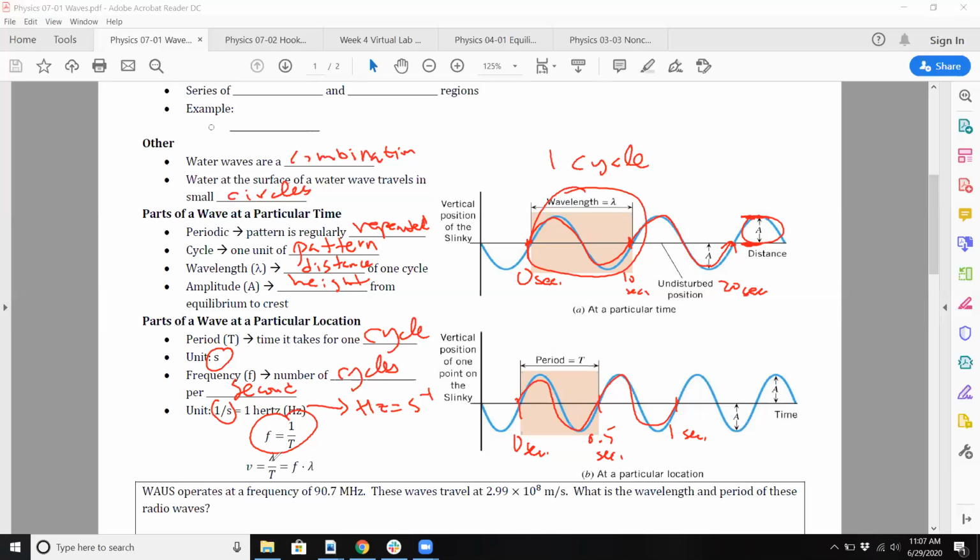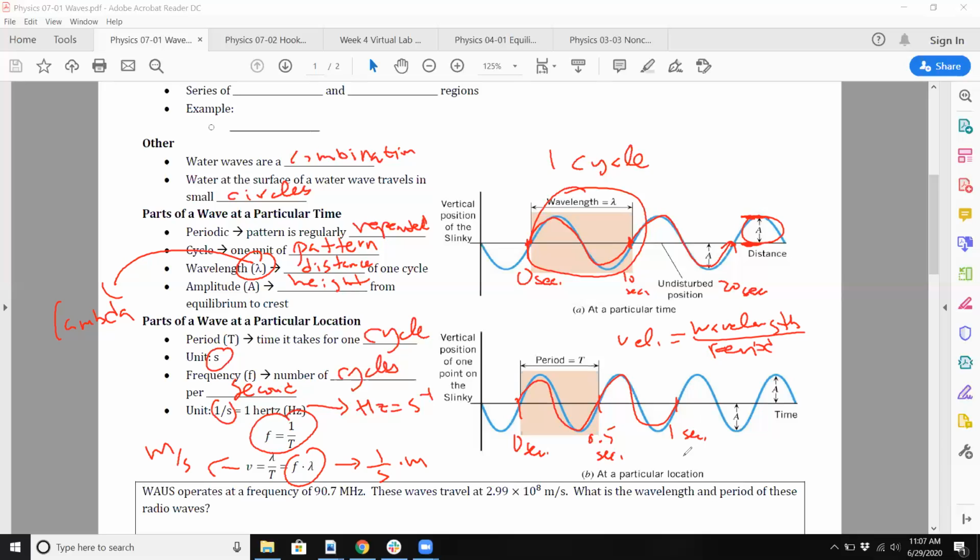Velocity of a wave is your wavelength. We call this lambda, it's a Greek letter, and that's distance in meters. If you divide by time, your period, that's meters per second. Or you could, if you want, do your frequency, which is 1/seconds, times wavelength. That works also. So the velocity of a wave could be wavelength over a period. That's how fast the wave is moving.